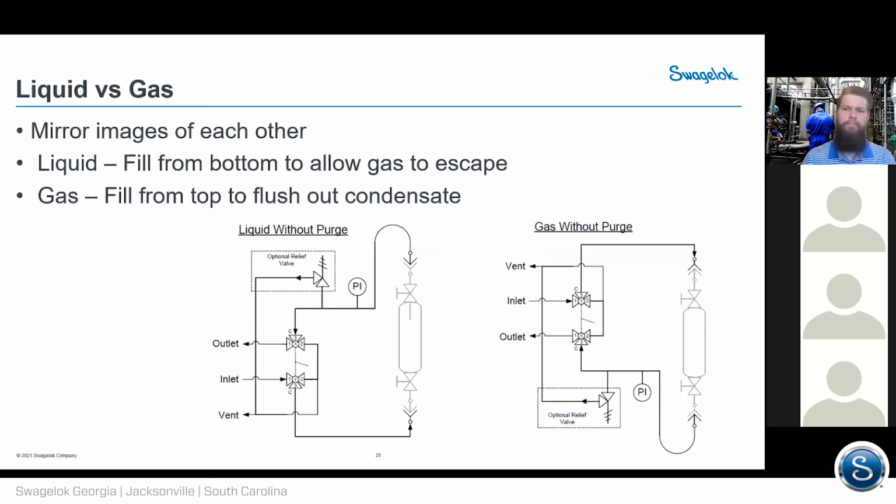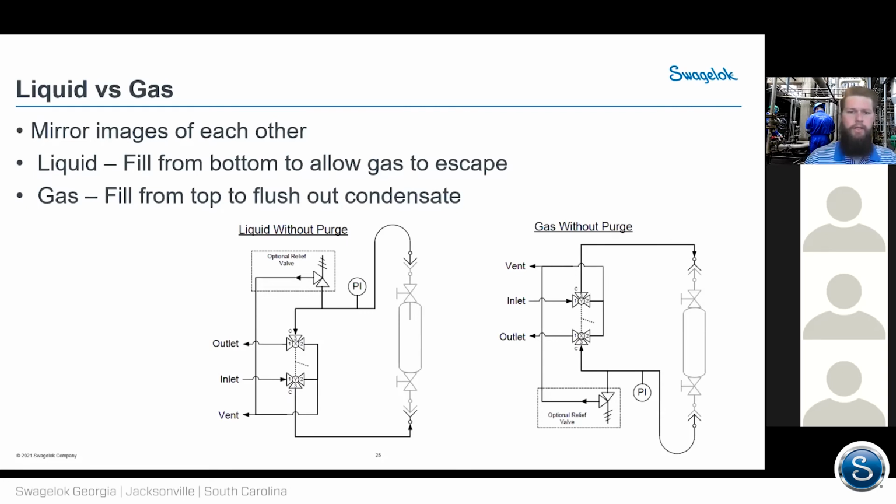Wanted to point out before I showed you these things that the liquid or gas is just a mirror image of itself, right? So one system, liquid, we're going to fill from the bottom up. So the inlet is actually going to travel in and up through the cylinder. It's going to allow gas to escape and make sure that we've got a clean and representative sample. Whereas gas, like I said, is going to be the mirror image of that. So we're going to come in and actually fill through the top of the cylinder, and that's going to allow condensate and debris to flush out of that cylinder, so that we've got a clean representative sample of the gas.